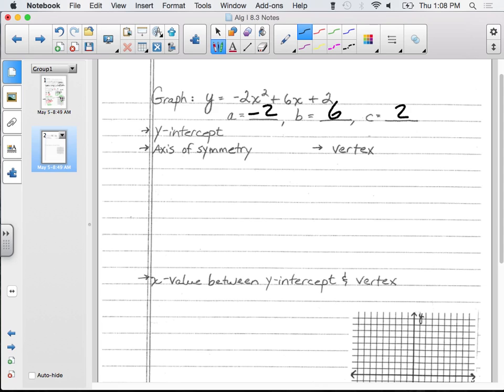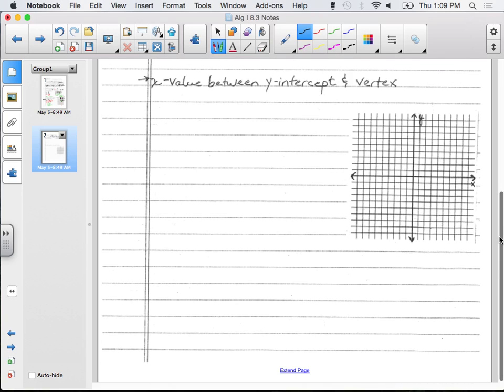All right, so first point we can find usually pretty easily is our y-intercept. So what would it be? Say that again, Michaela. 2, the y-intercept's 2, so ordered pair, 0, 2. All right, so we found our first point. You guys go and plot that on your graph down there.